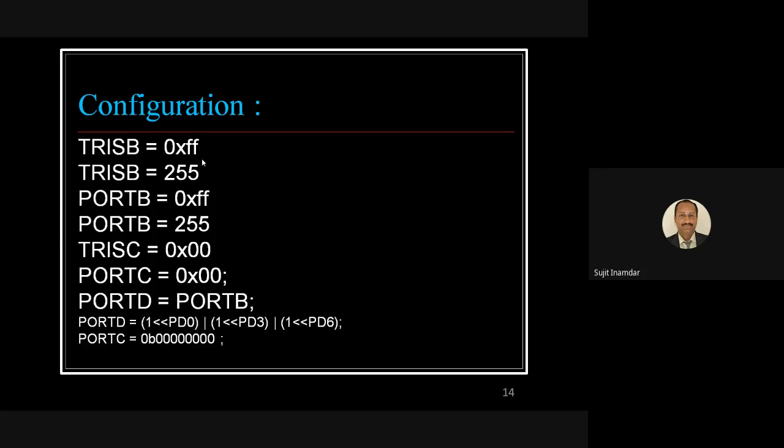Now we will go ahead, that is PORTC is equal to 0x00. काय असेल याचा अर्थ? लिहून काढा तुम्ही नोटबुक मध्ये. PORTC is equal to 0x00.